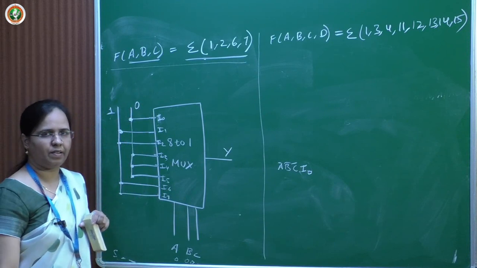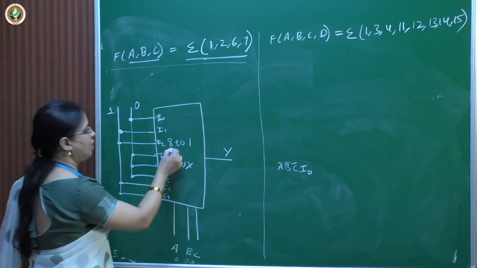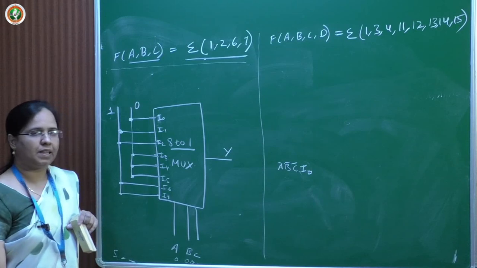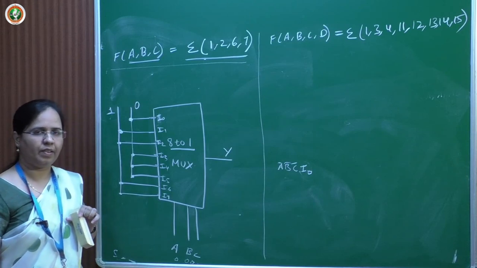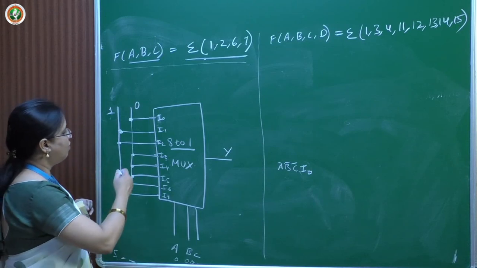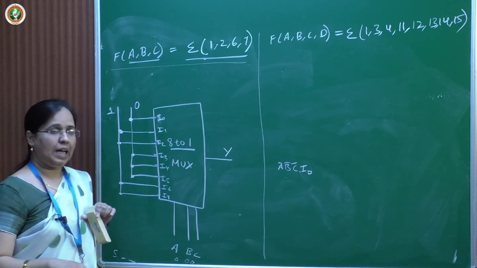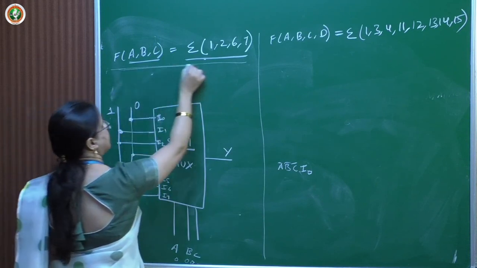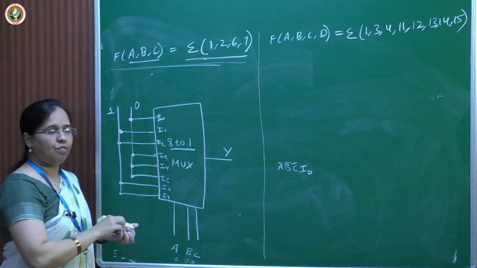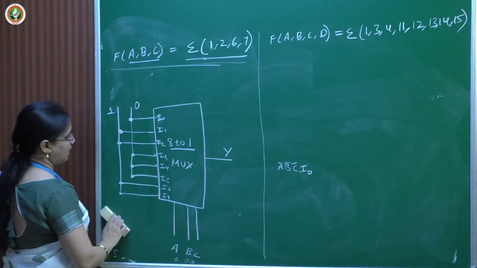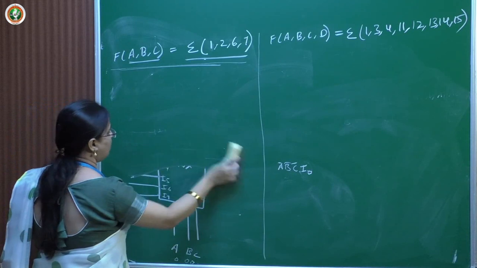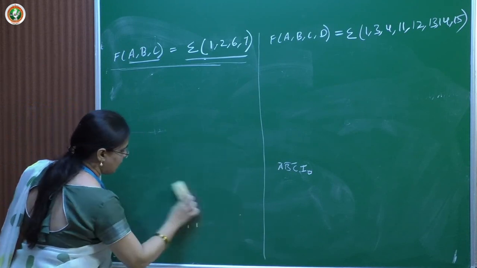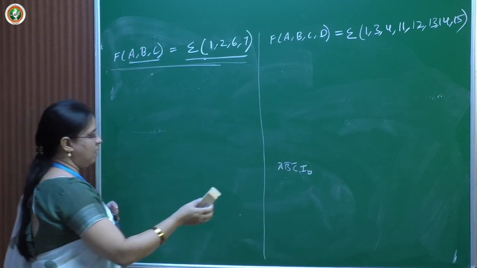It is very simple. Now assume that I don't have an 8 to 1 multiplexer circuit with me. I have only a 4 to 1 multiplexer. I can even realize this expression using a 4 to 1 multiplexer. So let us see how I am going to do that. To do that, first I have to construct the truth table and the block diagram.